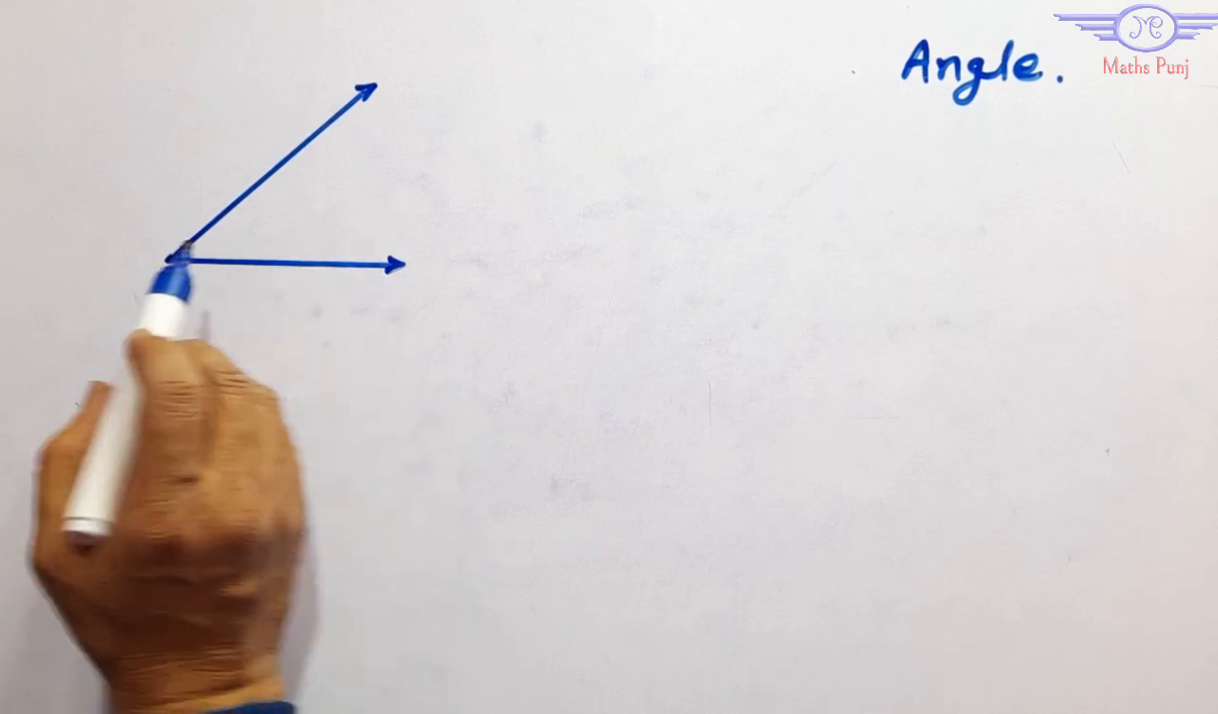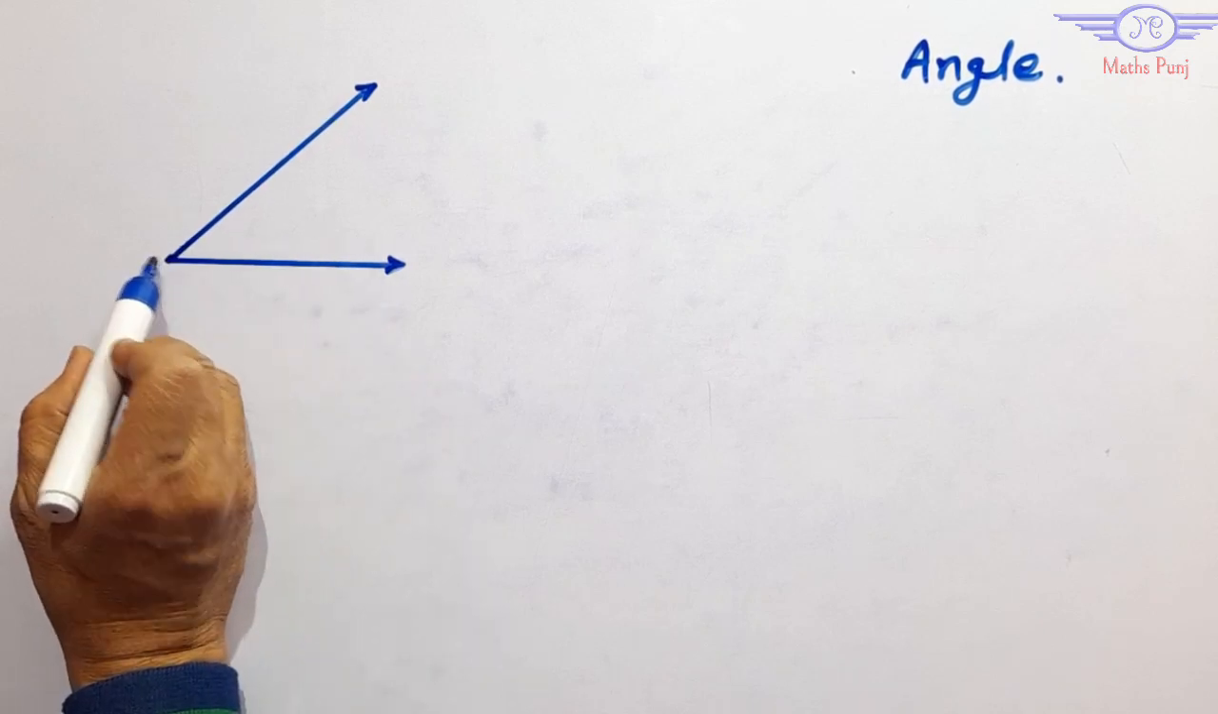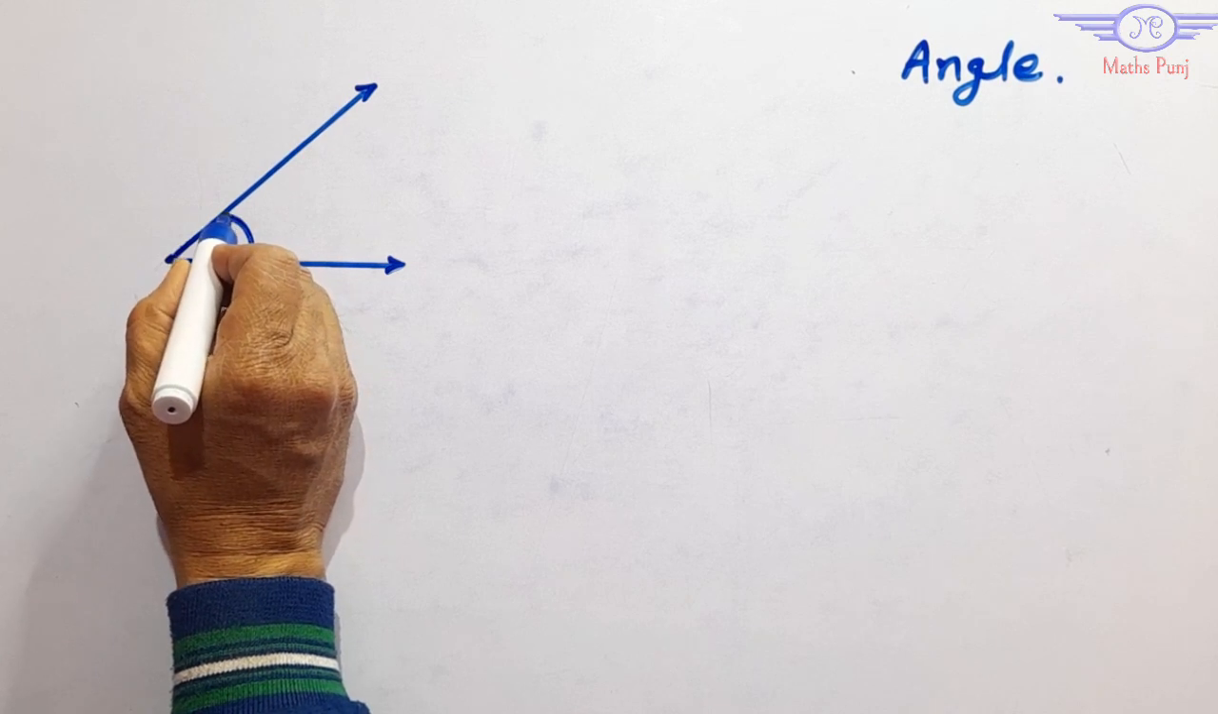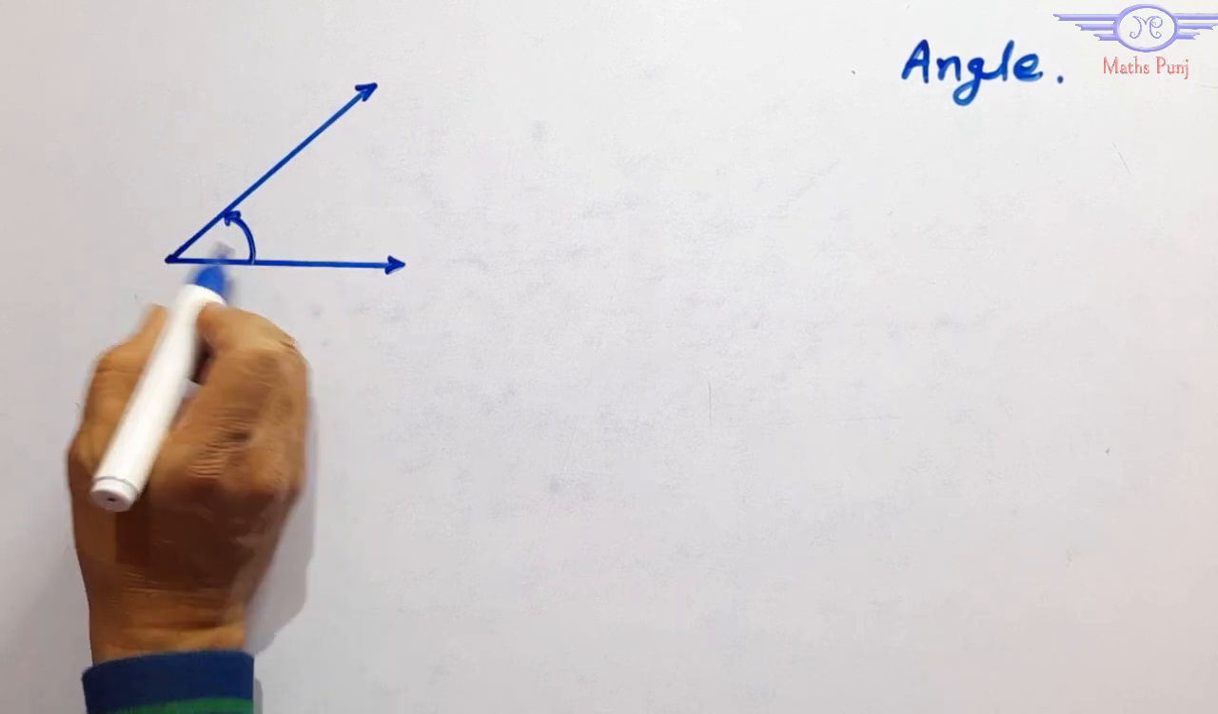Two rays having a common end point form an angle. The angle symbol is a curved mark like this. We denote the angle this way.